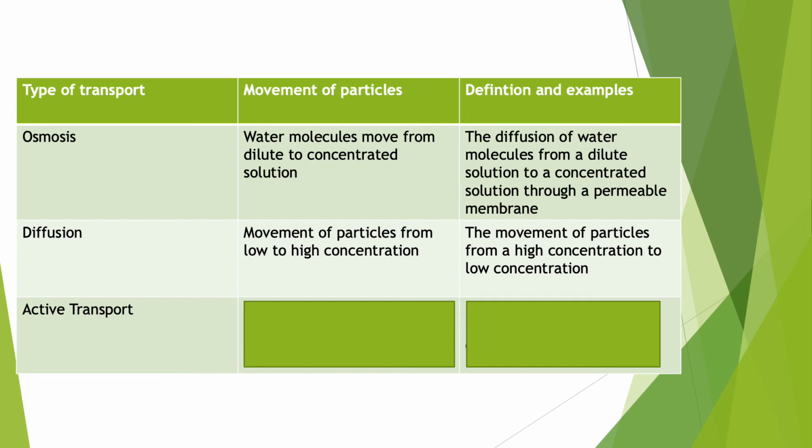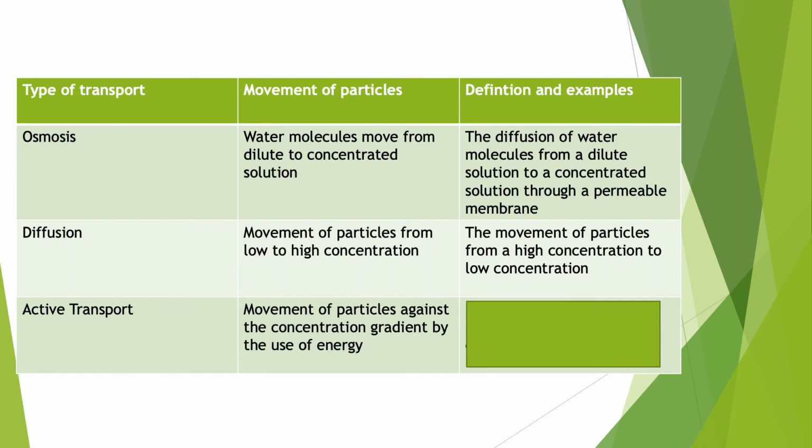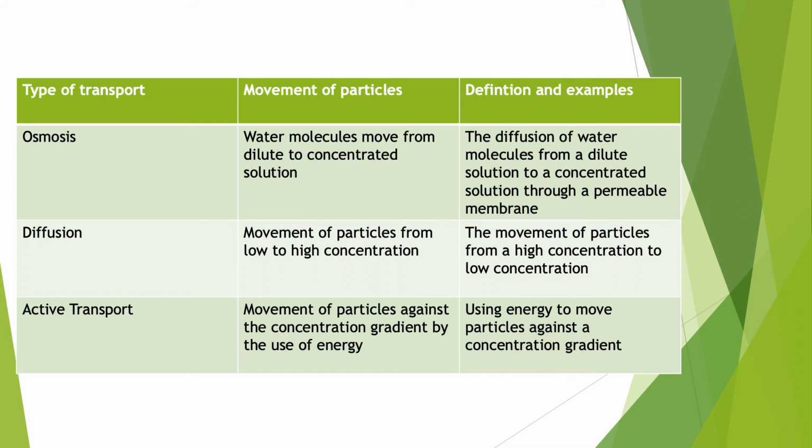Okay. And the last one is active transport. So active transport is the movement of particles against the concentration gradient by the use of energy. So some key things here, I guess you don't even need to have the use of energy, but even if you put the movement of particles from high to low concentration, so from low to high concentration, that works as well. But we use the phrase against the concentration gradient just to be a bit more precise, okay? And that is essentially the definition there, is that you're using energy to move particles against the concentration gradient.